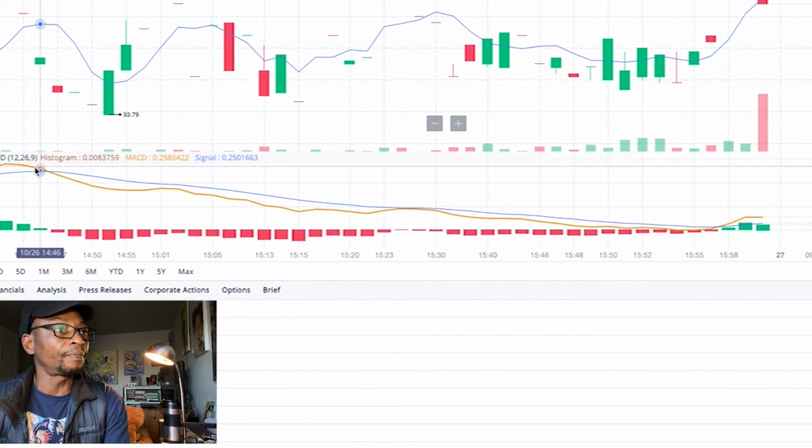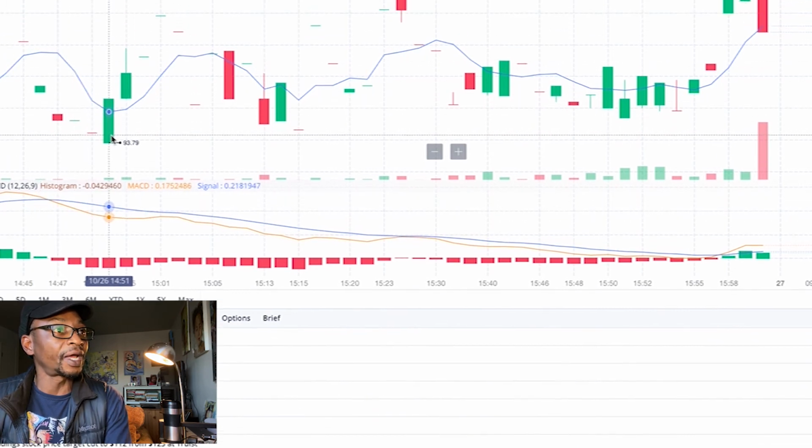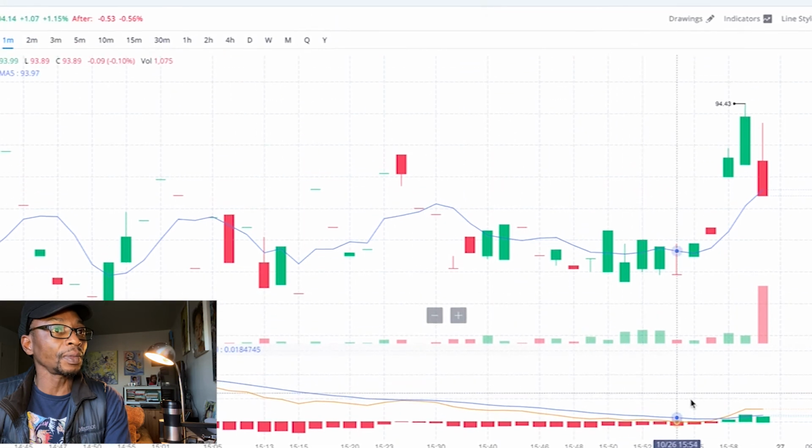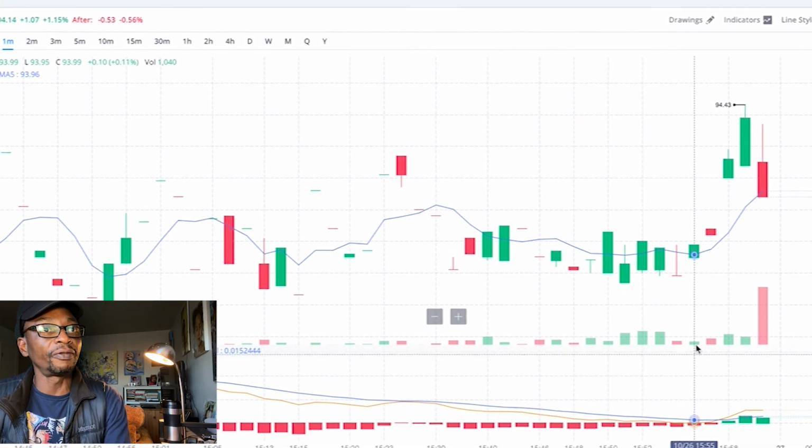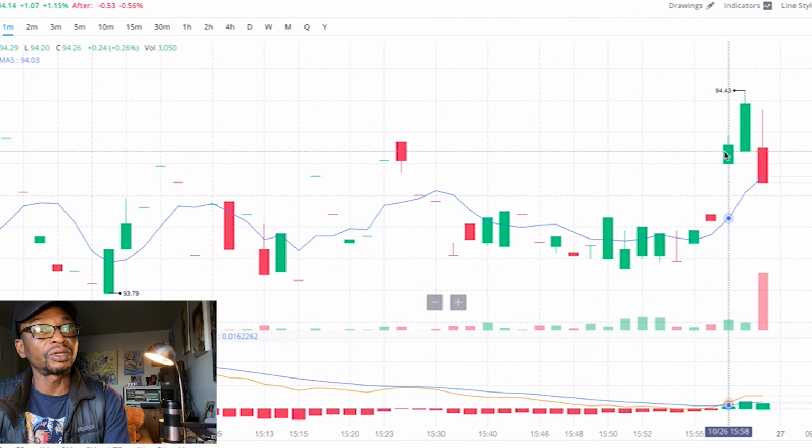If we look over here, the orange line was coming down, and if we look up at the stock price, it came down. And over here, it crossed over, and look what happened to the stock price. It just gapped up, just shot up.